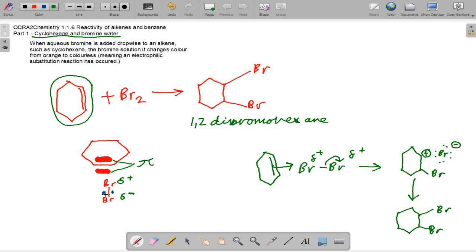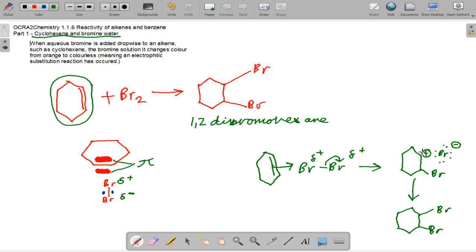So the electron pair, as I've marked in blue, lies towards one end of the bond, and this creates polarity. The pi electron pair from the double bond is attracted to the slightly positive bromine atom, causing the double bond to break. And when a bond forms between one of the carbon atoms and the bromine atom, it forms a positively charged carbocation, as I illustrate over here.